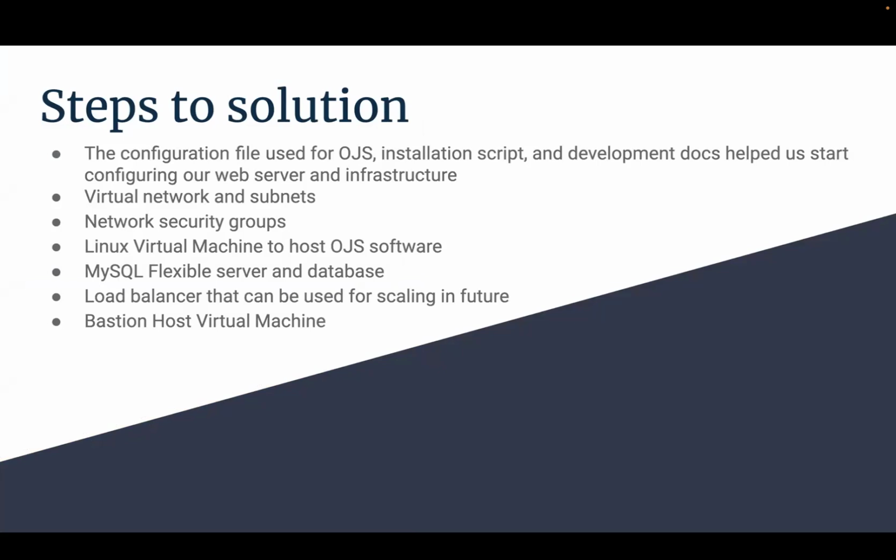For the steps to our solution, we first looked at some of the configuration files used by Open Journal Systems, including the installation scripts and development docs. And from there, we started with a virtual network and subnets with network security groups, a Linux virtual machine to host our OJS software, a MySQL flexible server and database, as well as a load balancer and a Bastion host.